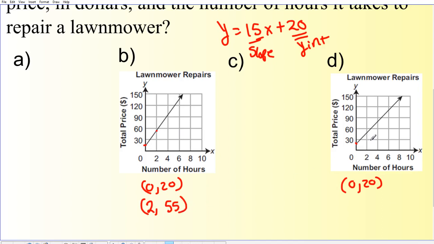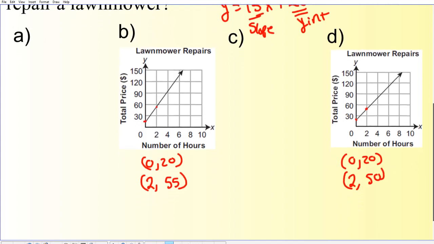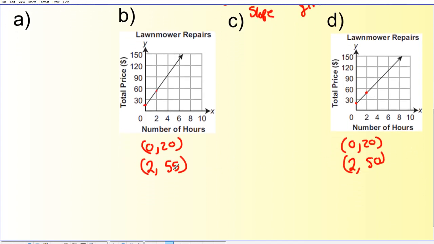Over here, none of them really look that great. So I'm going to pick this guy here. And that's 2. Well, if this is 55, that's smaller. So like 50? I don't think 45. Let's go with 50. I know it's less than 55. It has to be less than whatever I said here.